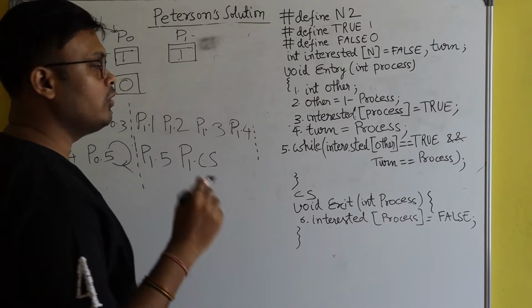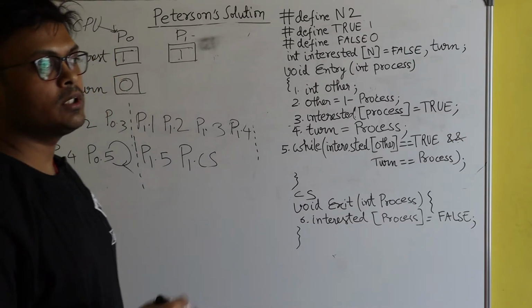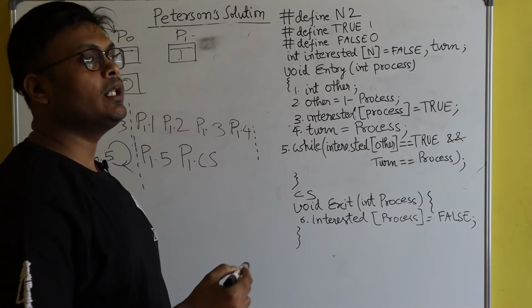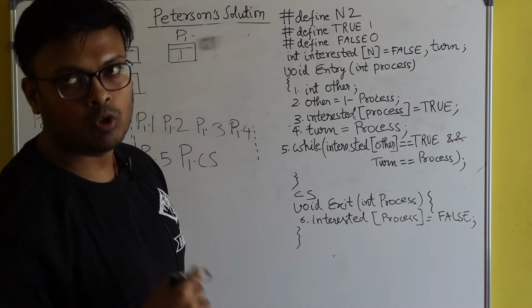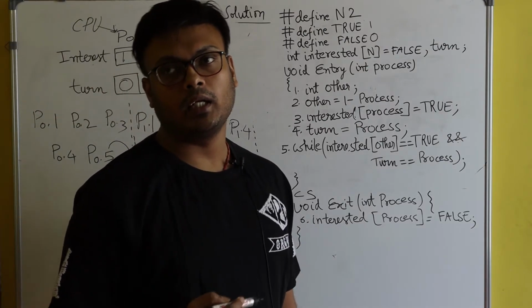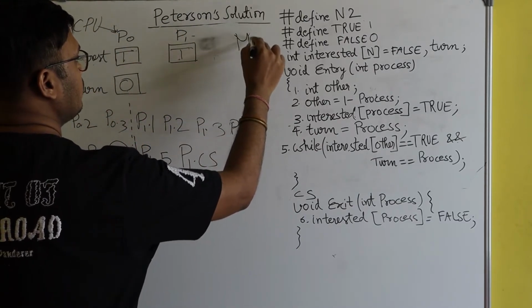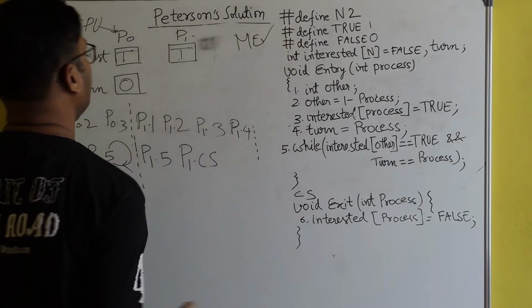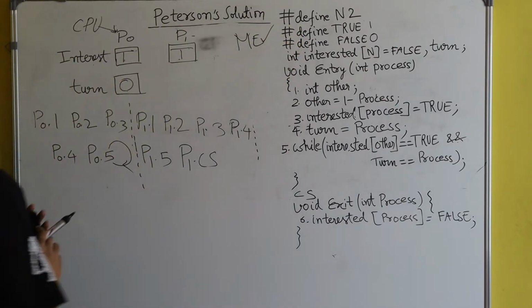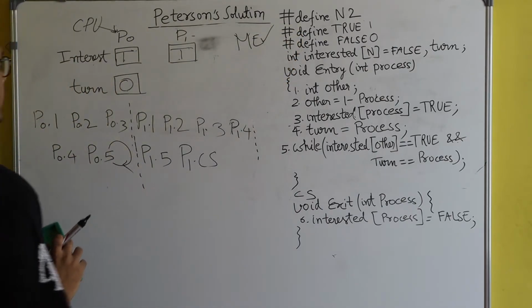Okay, it means what? When one process is present inside the critical section, then the other process can't enter inside the critical section. So definitely mutual exclusion is there. So now let's analyze another condition.